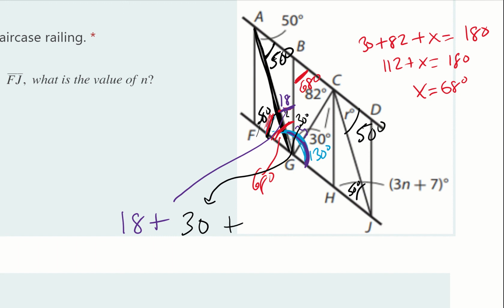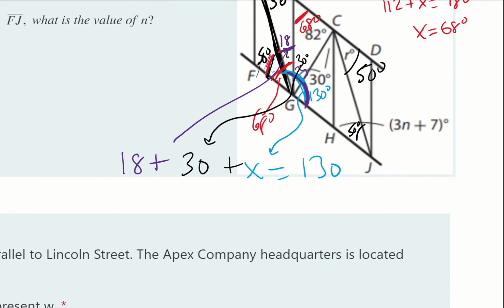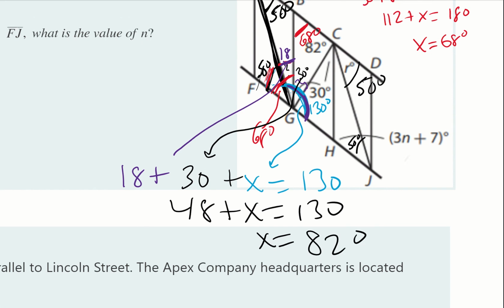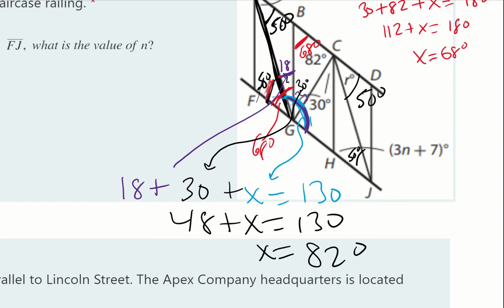plus unknown, I don't know what that angle is, equal to 130. We know that those three little mini angles have to add up to 130. And so we can figure out what this unknown is. So we got 48 plus x equals 130. Subtract 48 on both sides. And that gives us about 82 degrees. So that means this little chunk right here is 82.